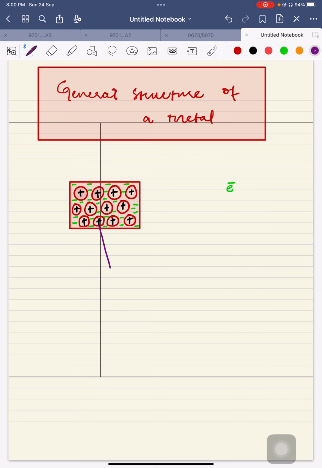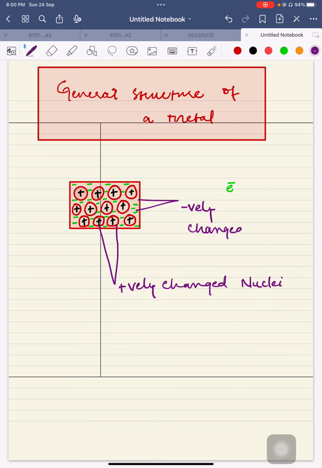Now I'm going to label this. So what is this? This is the positively charged nuclei. All right. And what about the other thing? This is called the negatively charged electronic sea. Now we are moving ahead towards its detail. We can say that in the case of all metals, positively charged nuclei are immersed in the negatively charged electronic sea. Immersed is spelled I-M-M. It means they are inside that negatively charged electronic sea.